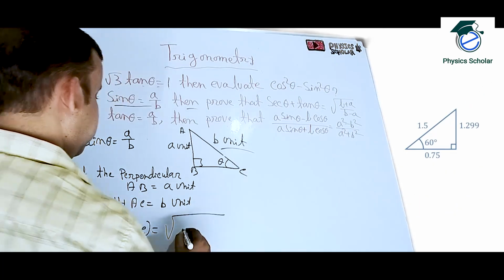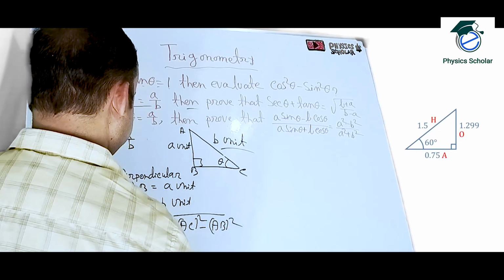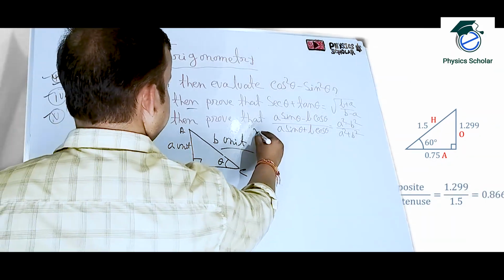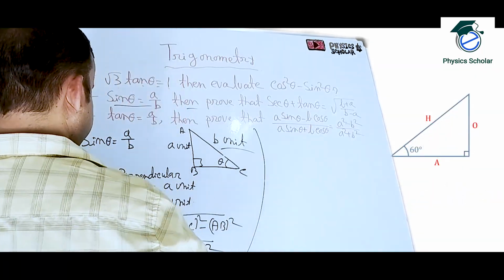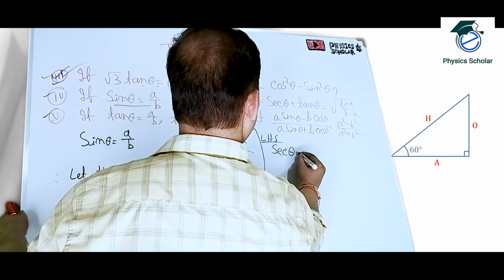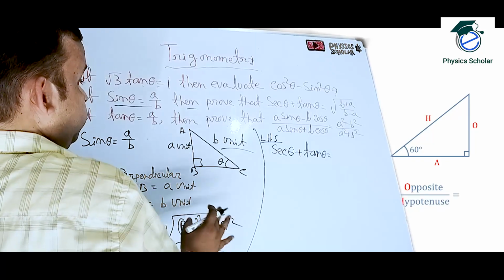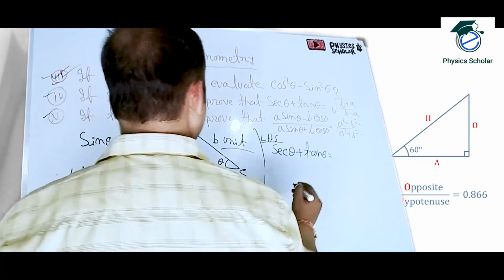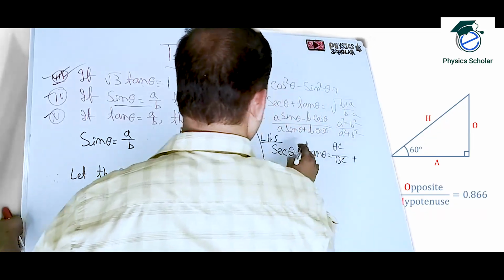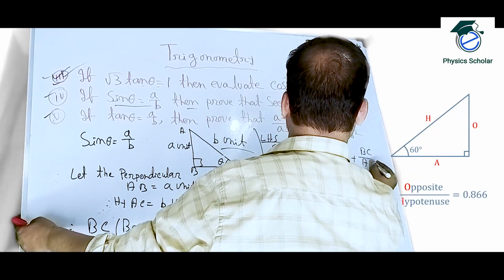By Pythagoras theorem, BC is root over AC square minus AB square, which is root over B square minus A square. Now we have to write the left hand side. It is sec theta plus tan theta. What is the value of sec theta? Sec theta means opposite of cos, that means hypotenuse by base. Plus what is tan theta? Opposite of cot, that means base by perpendicular.